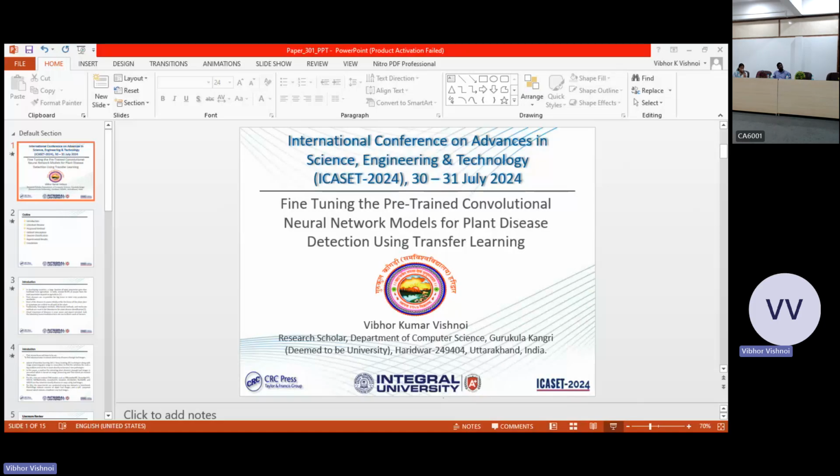Here are some detailed survey and review papers done by us for plant disease detection using computational intelligence and image processing. The survey and literature review in detail has been done in these two papers. Now, the proposed method: the workflow is presented in this picture.